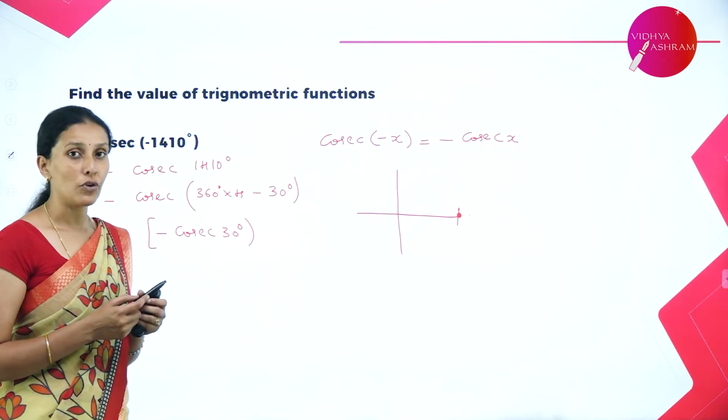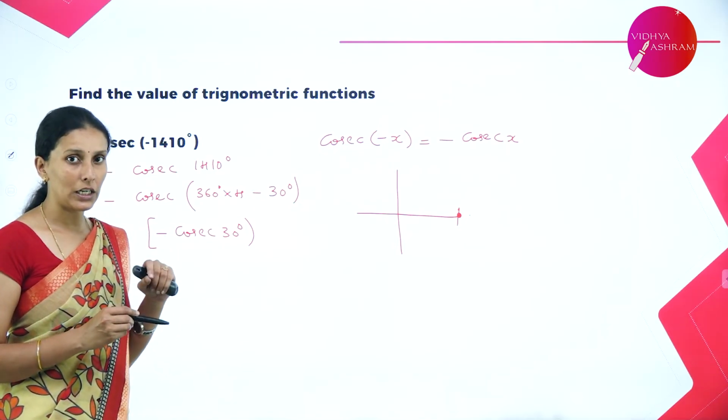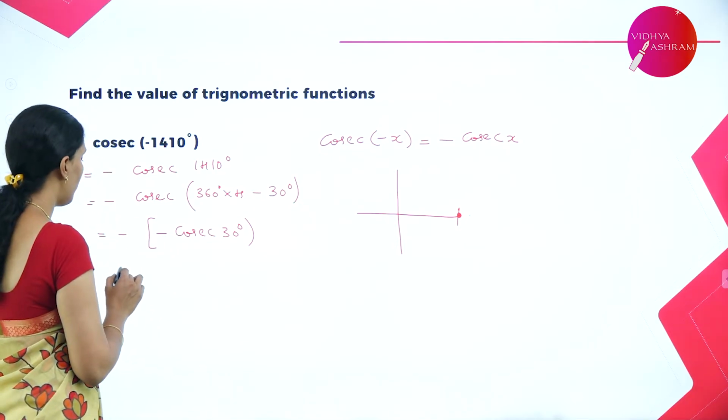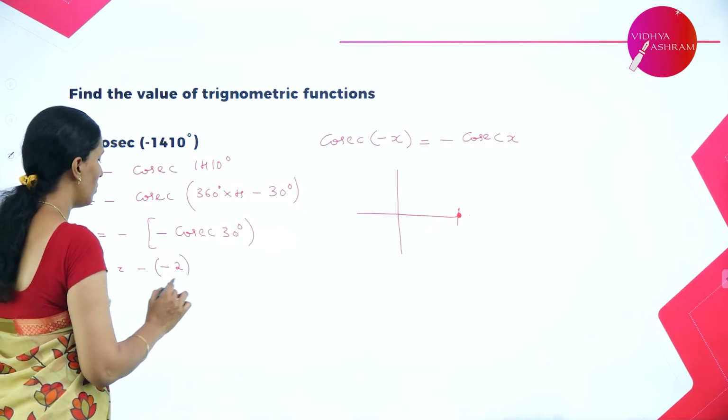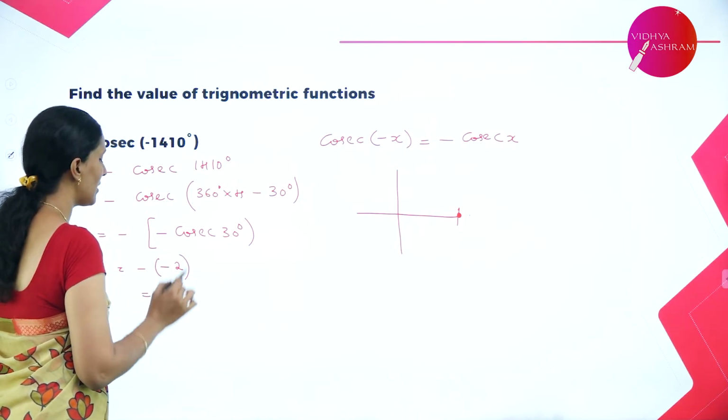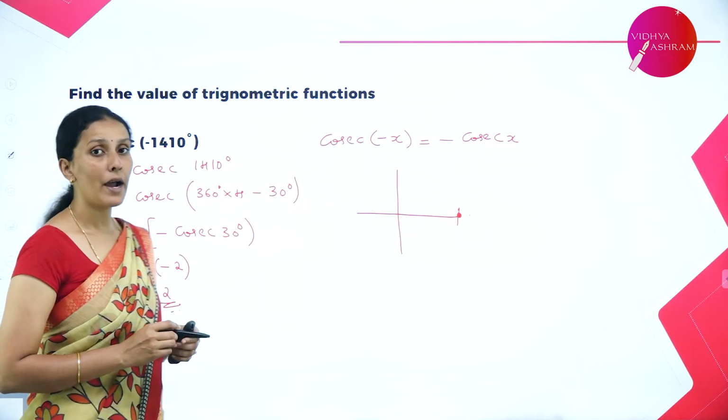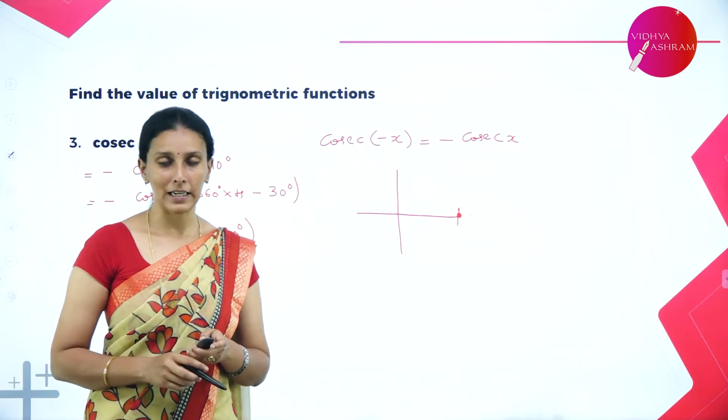What is the value of cosecant 30 degree? Cosecant 30 degree is 2. So, therefore, minus of minus 2, which becomes 2. So, this is the value of cosecant minus 1410 degree.